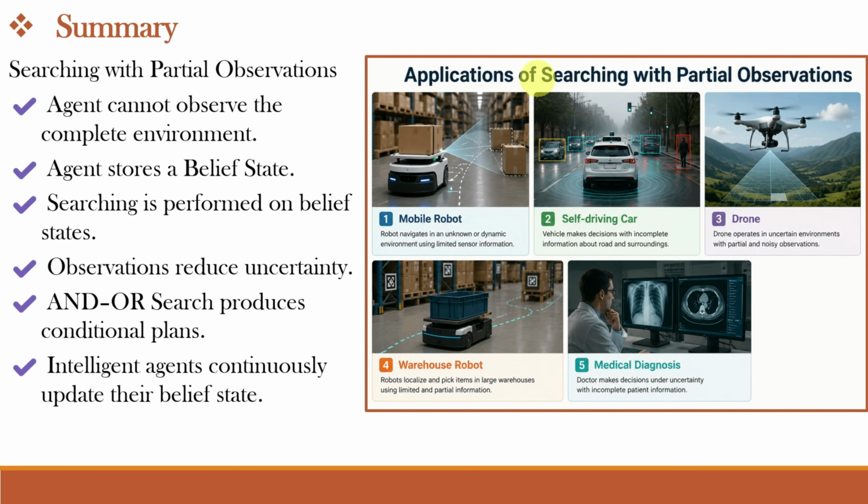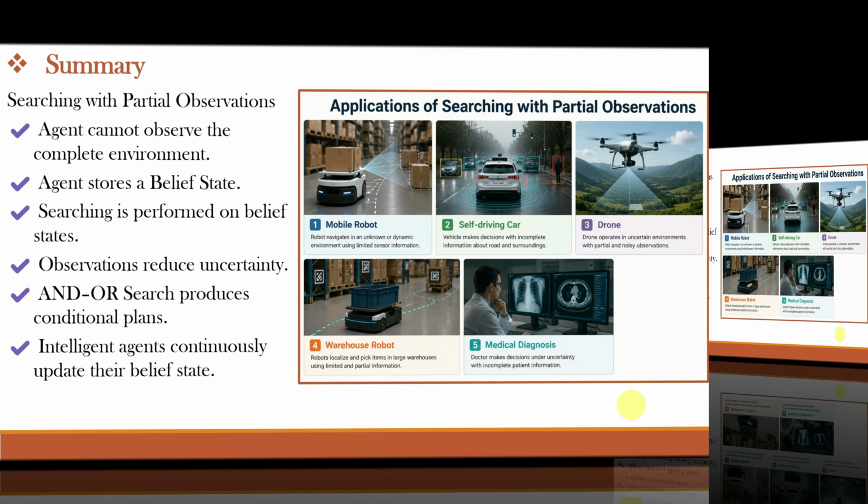These concepts are widely used in robotics, self-driving cars, autonomous drones, warehouse automation, medical diagnosis, and many other intelligent systems. So searching with partial observations is therefore one of the most important topics in artificial intelligence, because it enables agents to make intelligent decisions even when the complete information is not available.